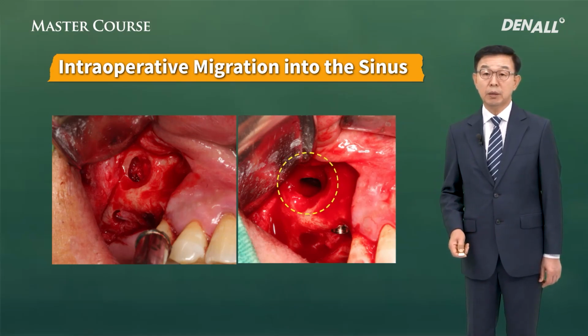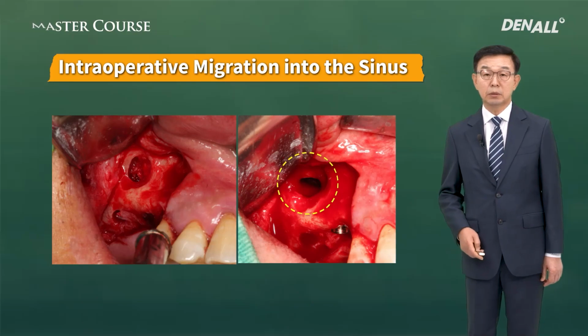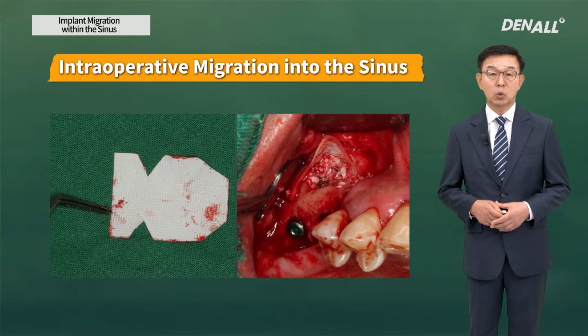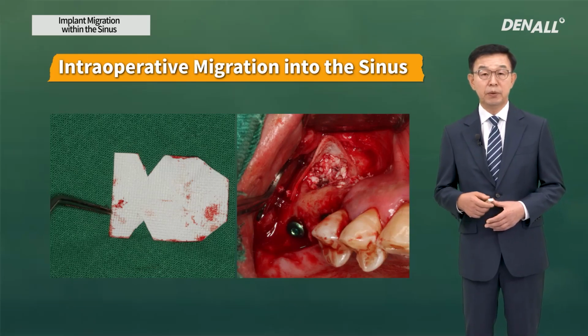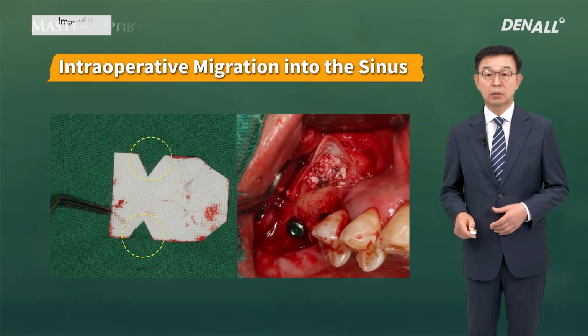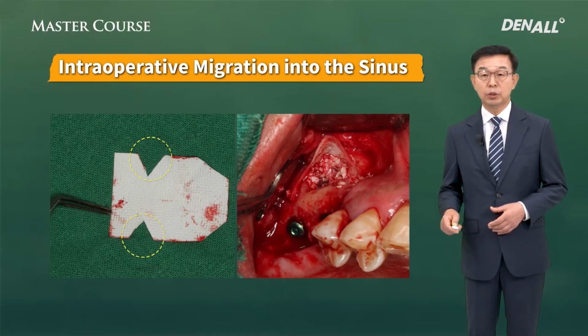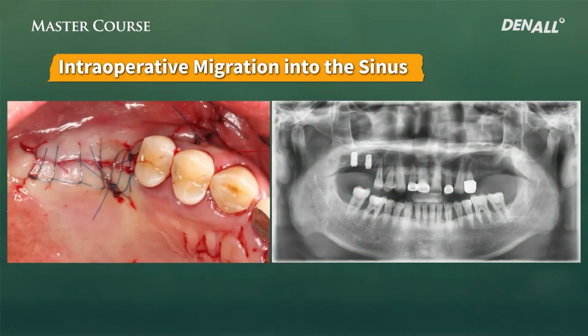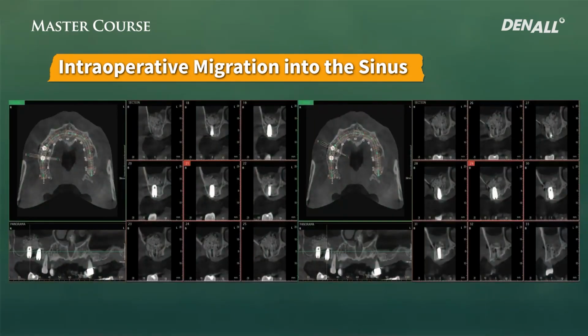I observed that the membrane became perforated. In the same way as repairing the sinus membrane, I applied the resorbable membrane. I did side cutting. I positioned it, did bone graft, and placed the implant and did suture. This is after surgery.